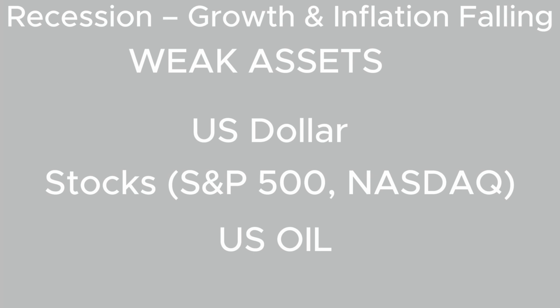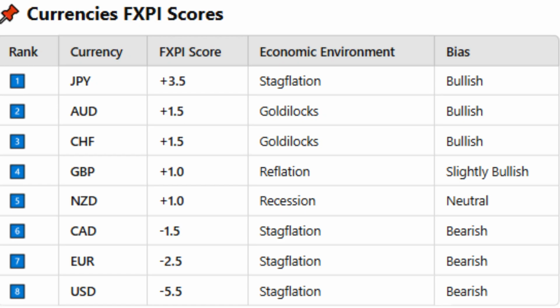Always analyze economic data, inflation trends, and central bank policies to anticipate market shifts. As I said before, we are currently in a stagflation environment, that means we should be trading risk-off or safe haven assets. Now before we go to the charts, let's first check out the FXPI scores. FXPI means FX Power Index. It's a name I gave to the system I developed for scanning the markets and provides us with a clear picture of which currencies and assets are stronger and weaker.